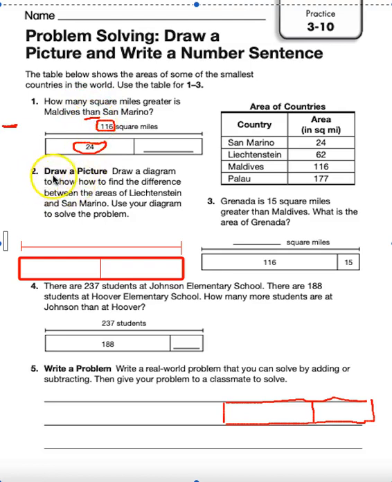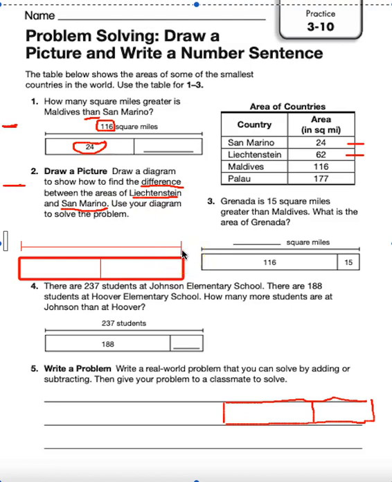Okay, let's go down to number two. Draw a picture, draw a diagram to show how to find the difference between the areas of Liechtenstein and San Marino. Use your diagram to solve the problem. So you're going to be looking at Liechtenstein and you're going to be looking at San Marino. So if you go over to your lovely table, you're going to be looking at Liechtenstein and San Marino. Okay. Difference. Most of us can remember that difference is another subtraction problem.